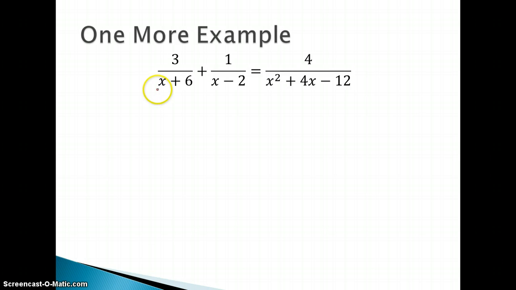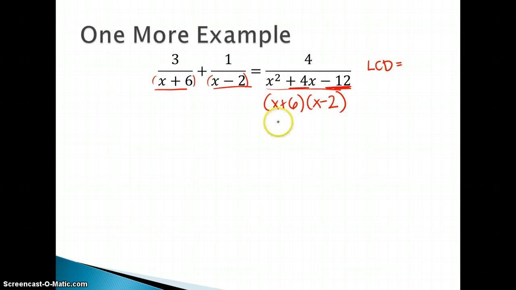You notice my denominator is x plus 6, x minus 2, and then I have this quadratic. So I'm looking for what factors would make my least common denominator. From last chapter, if we're going to do least common denominator, we have to factor. So what multiplies to be negative 12, adds to be positive 4, well, that would be plus 6 and minus 2. My least common denominator, the maximum number of times factors appear.